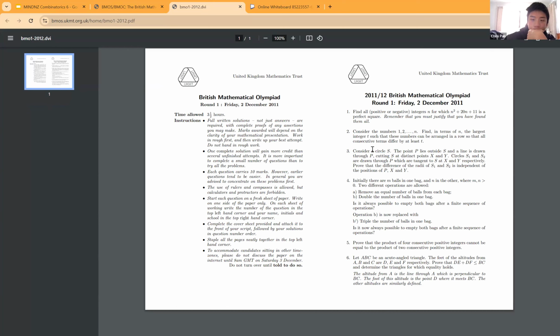So we have m balls in one bag and n in the other, where m and n are positive integers. And we have two different moves we could do. One move is to remove an equal number of balls from each bag. And the other is to double the number of balls in one bag. Okay, let's answer the first question. Is it always possible to empty both bags after a finite sequence of moves?